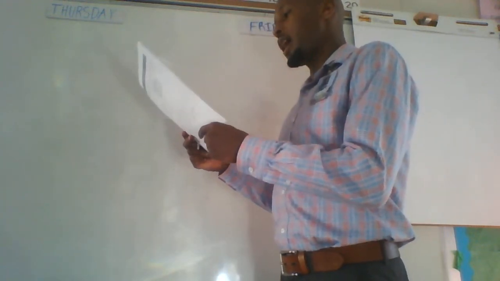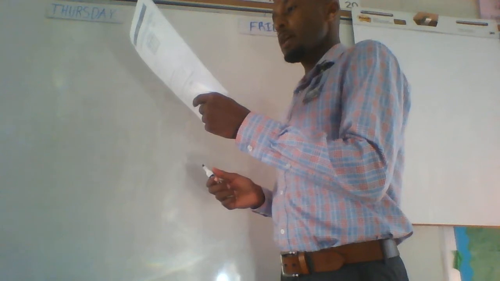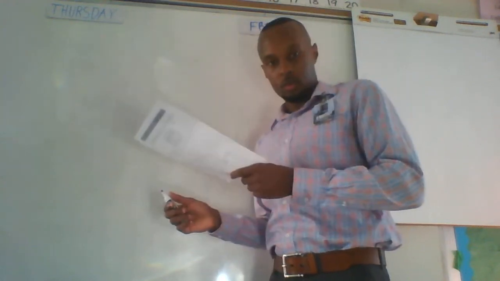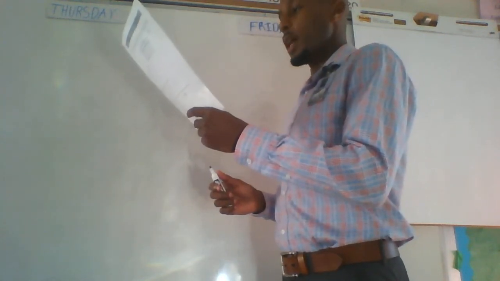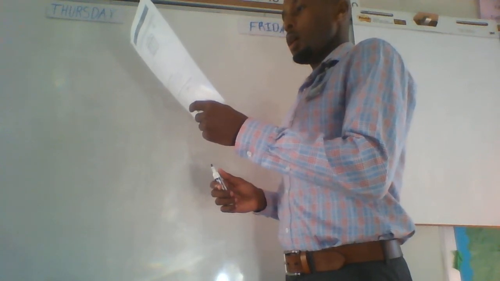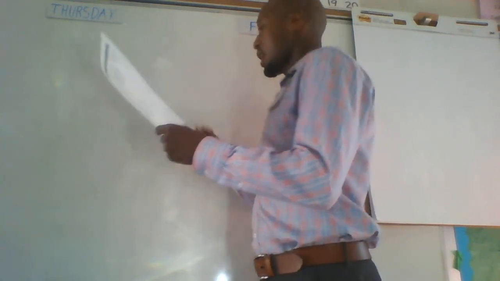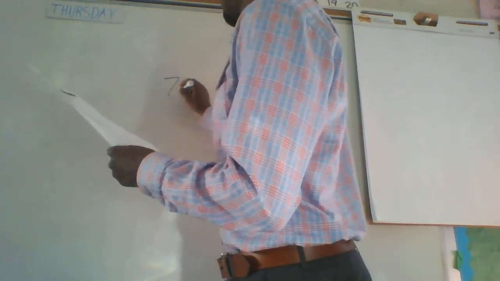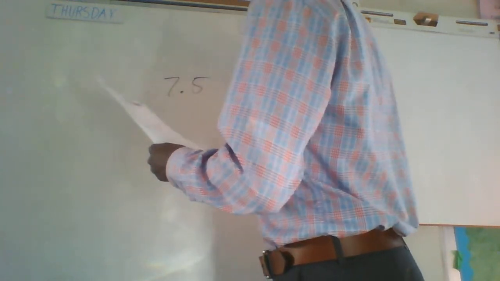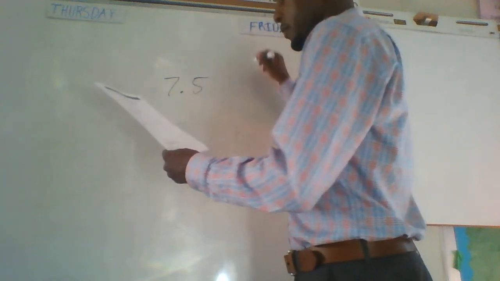Okay, so let's look at number 11. We got two more. Ooh, this is a long video. Okay. Determine which rational number is between 7.5 and 8.5. So between 7.5 and 8.5, trying to figure out which number is between it.